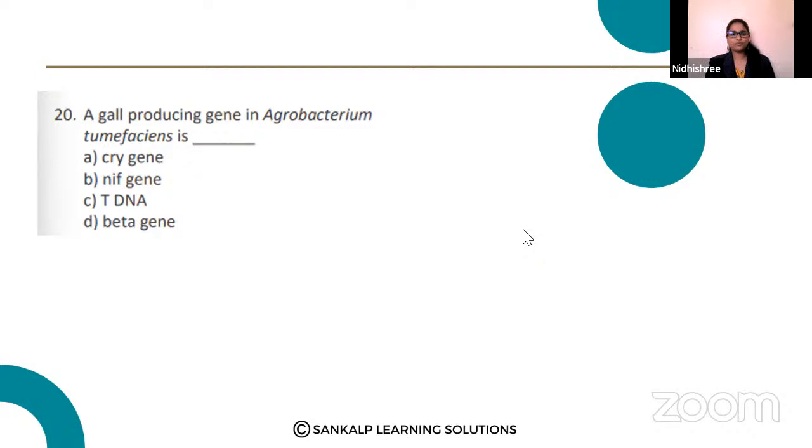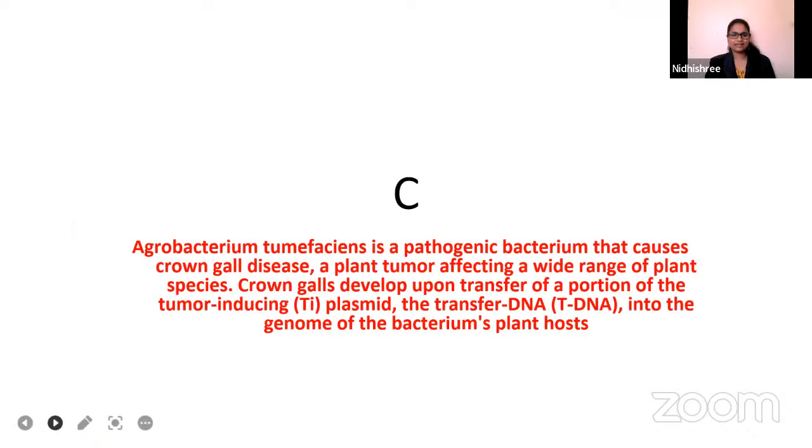Twentieth question, option A is the right answer. Cry gene. The nif gene, tDNA, beta gene are not related to this Agrobacterium tumefaciens. Option A is the right answer.